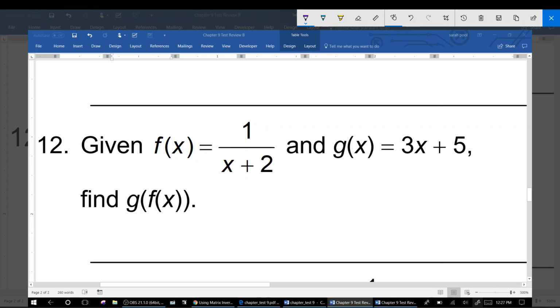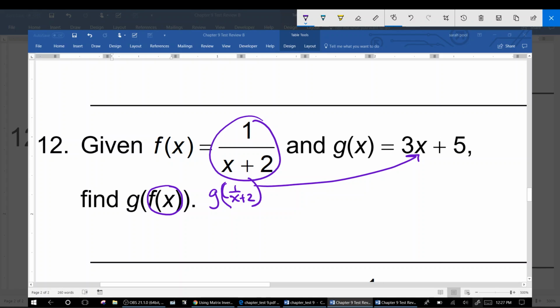The problem says to find g of f of x. So what we're going to be doing is instead of writing f of x here, we're going to write what is in f of x. So we're actually going to solve for g of 1 over x plus 2. And what that means is to take whatever is in here and put it in place of our x there. So it's going to equal 3 times 1 over x plus 2, plus 5.